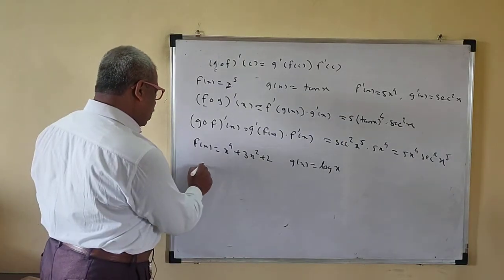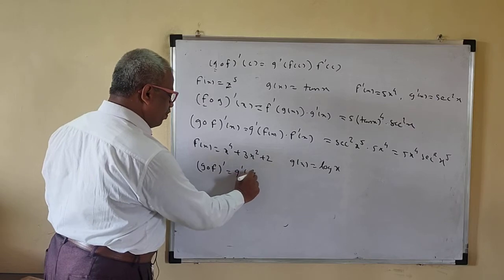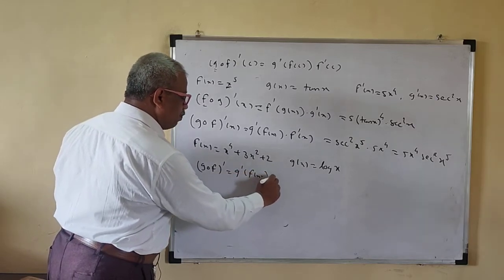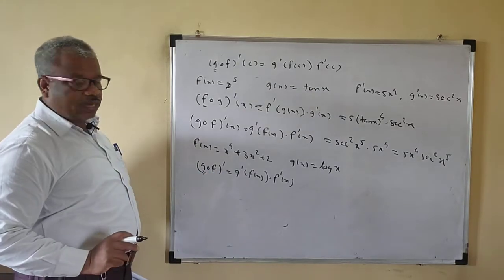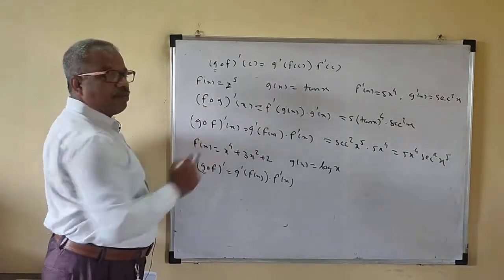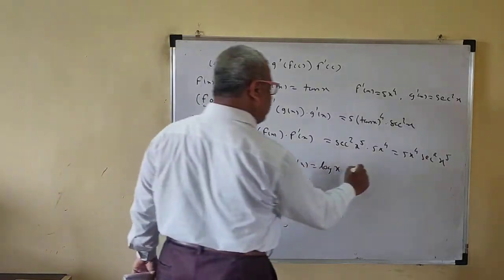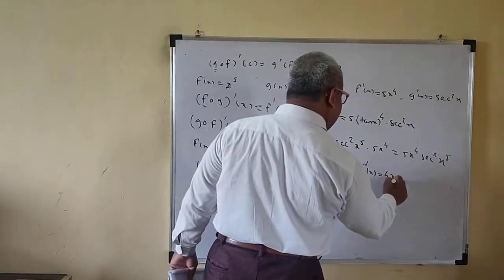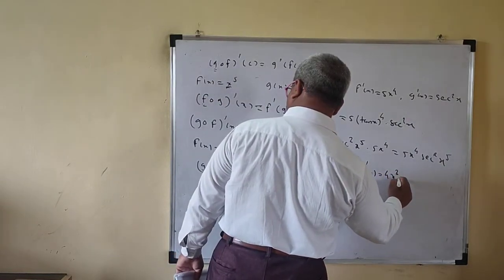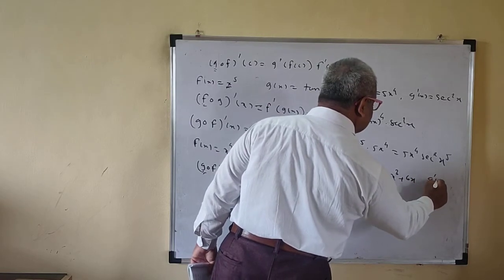Okay, so we find g of f prime. So this is g prime f of x into f prime x. So g is there, so g prime we have to take, note that. Okay, f is there, then f prime we have to take. First, we have to take the f prime. So what we have to do is this differentiation. F prime x is equal to 4x cube plus 6x. Okay, and g prime x is what?